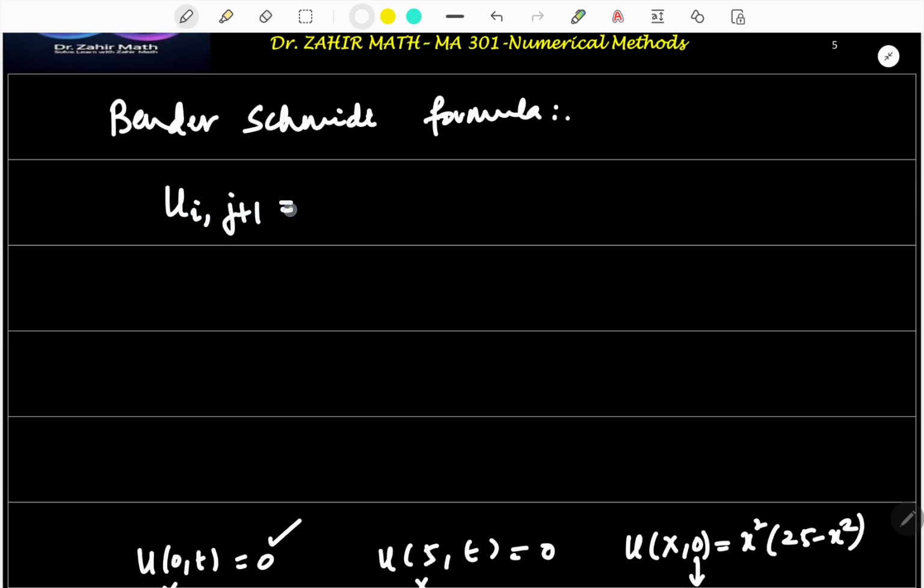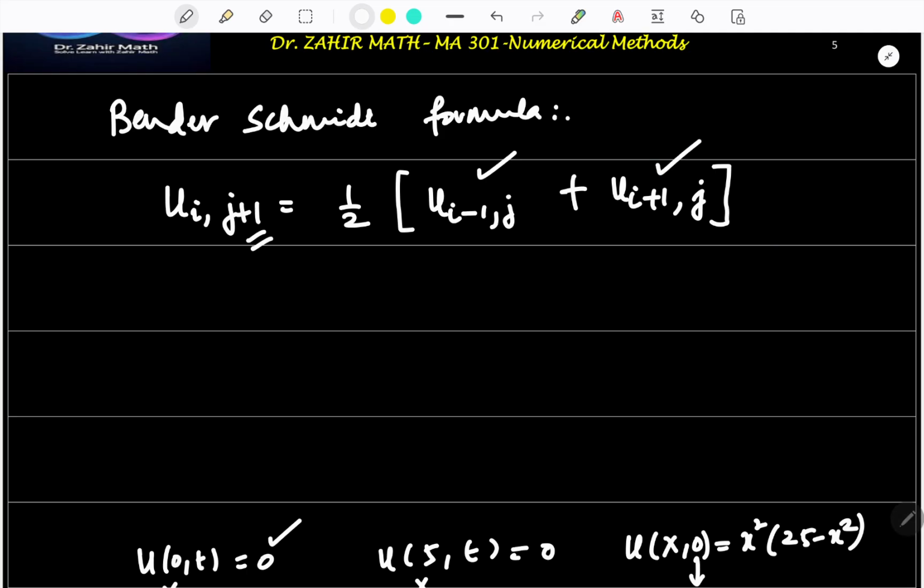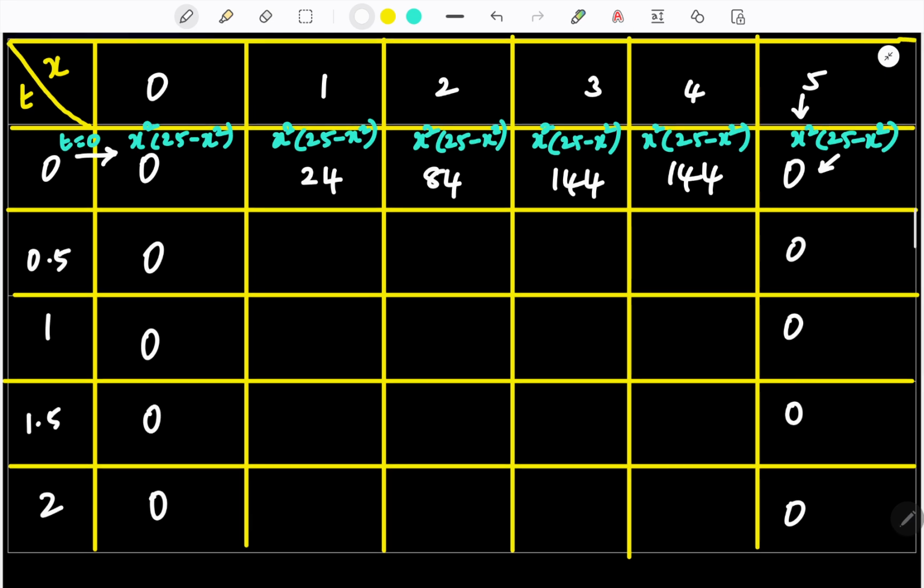u i comma j plus 1 is equal to half times u i minus 1 comma j plus u i plus 1 comma j. It means if you want to go one point more in the y direction, you have to see one point on the left side and one point on the right side in the x direction, and then divide by 2. j plus 1 is the upper row, which is here. So if you want to find this value, take this value and this value, divided by 2. But instead of coming from the lower value, I'm going from above.